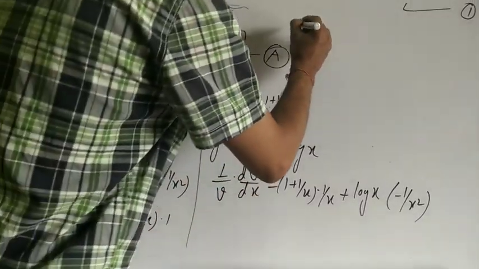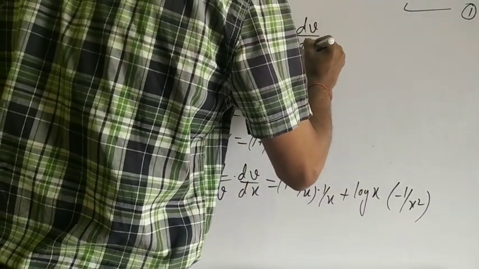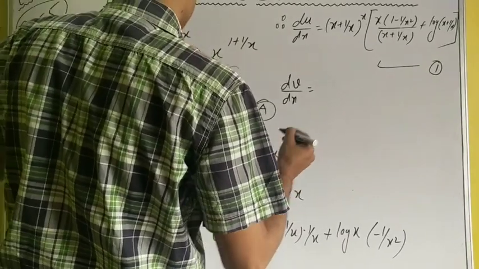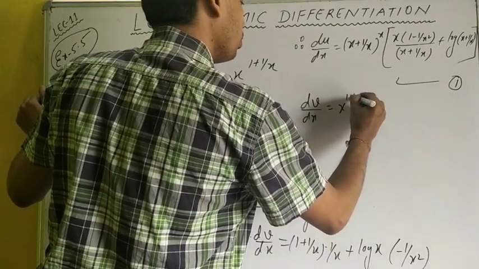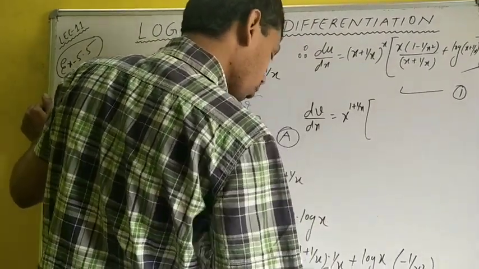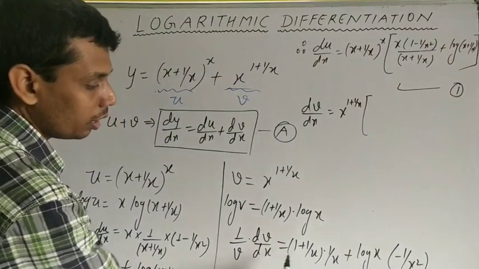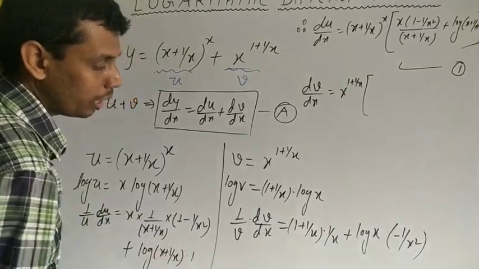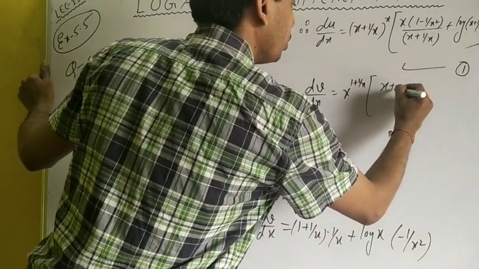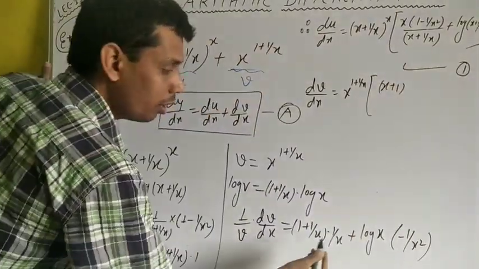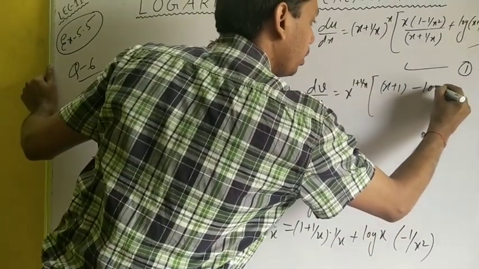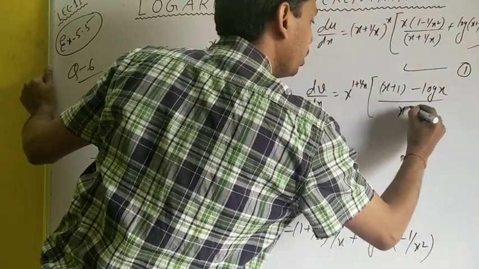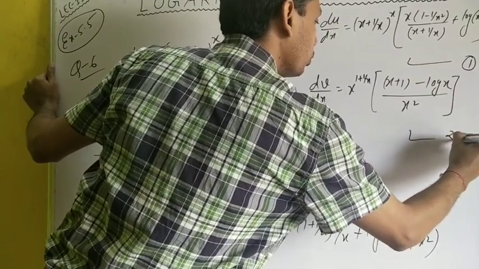So this dv by dx will be equal to v into, that is x to the power (1 plus 1 by x) into, now see here, if we take the LCM, (x plus 1) by x square, and here minus log x by x square. This is equation 2.